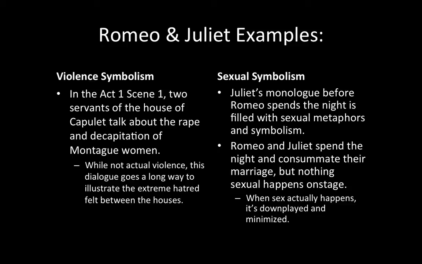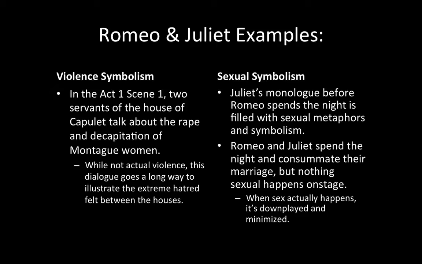So, some quick examples. Symbolism of violence in Romeo and Juliet. In Act 1, Scene 1, two servants of the House of Capulet talk about the rape and decapitation of Montague women who they don't even know. So, this isn't actual violence, but the men talk about it in a very joking way, one-upping each other over who can do the more screwed up stuff to Montague women. While it's not actual violence, the dialogue shows us the lack of caring that Capulets have for Montagues, the extreme hatred between the houses. The fact that they're talking about raping and cutting off women's heads without a second thought, in a joking way, shows us just how little they care for them.